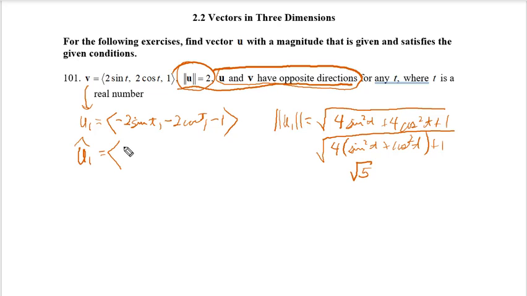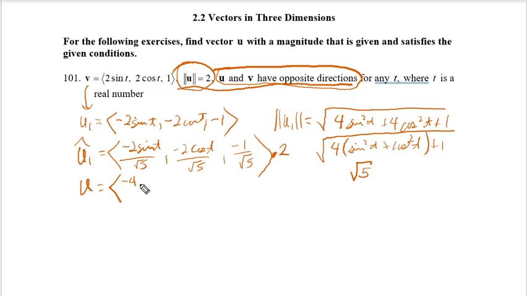which would be a negative 2 sine t over root 5. Now that is 1 unit long. The vector 2 units long, which is the vector we're looking for, would be this whole vector times 2, because it's the unit vector. So there's the U vector.